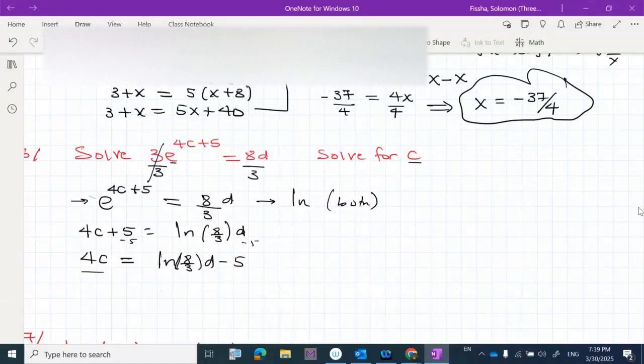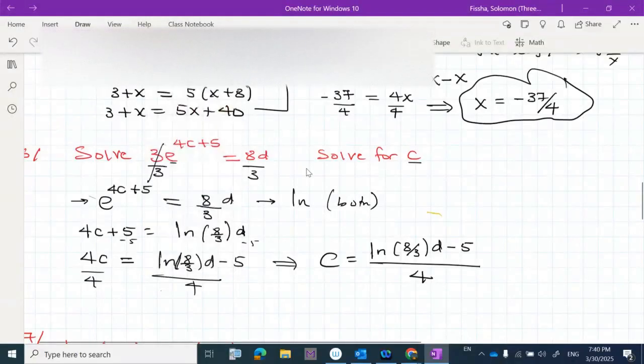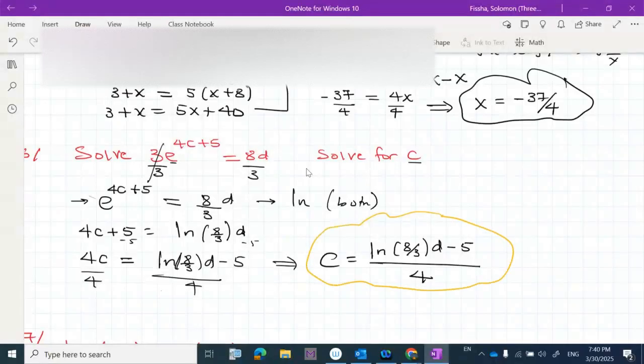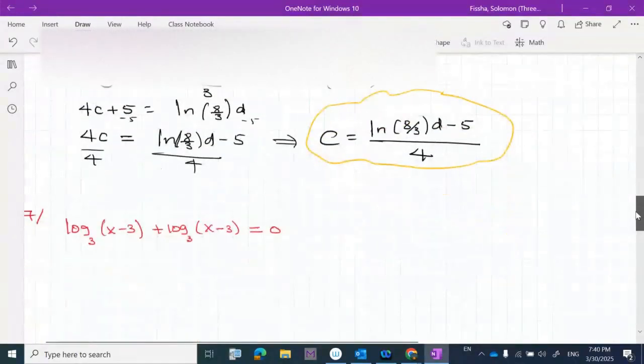Now divide both sides by 4. So this gives me c equals ln of 8 over 3d, minus 5, all over 4. This is my final answer. This is how c is solved. Excellent. Let's keep going, doing more examples.